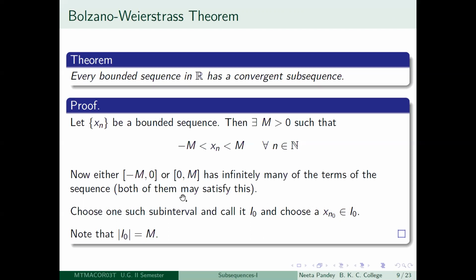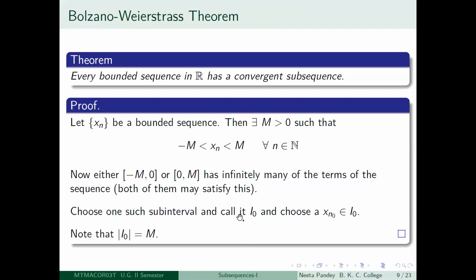So either of the two subintervals will have infinitely many terms of the sequence. At least one of them will have. So choose one of them which has infinitely many terms of the sequence. Call it I0. All right.